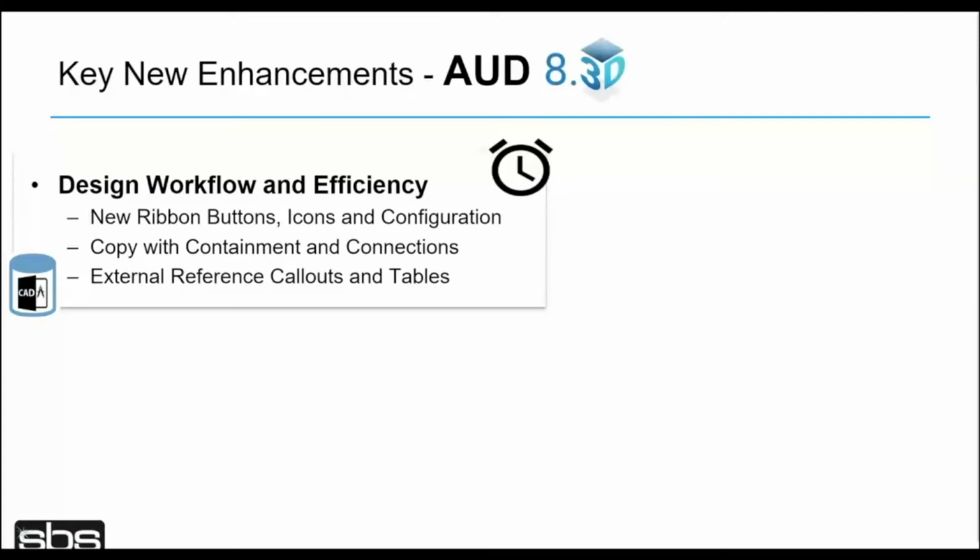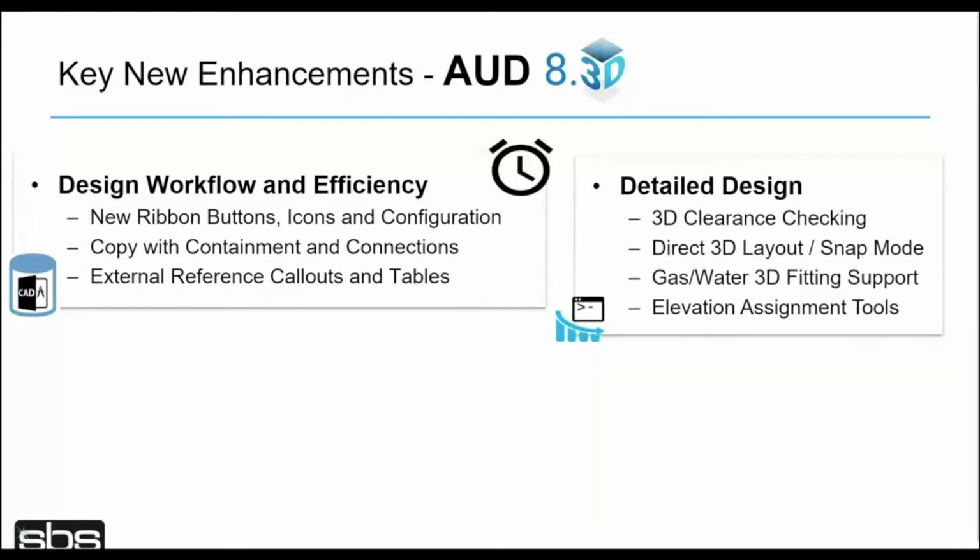So this brings us to the next part of the 8.3 release, which is a heavy focus on the 3D functionality. It's a bit of a coincidence that it's the 8.3 release, but it's also got a lot of 3D functionality in it. In terms of detailed design, we have the completely new 3D clearance checking functionality. We have new capabilities for doing direct 3D layouts.